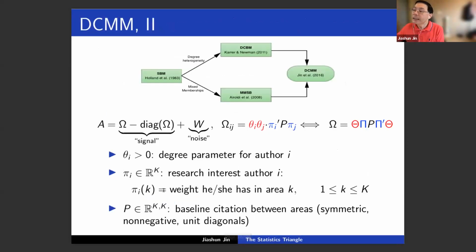Now the next step is how to model omega. There are many approaches. Here today we are going to mention the block model family. The block model family includes at least 4 members, maybe more. The baby version was proposed in 1983, and later it was extended in different directions. Today, we are going to focus on the degree-corrected mixed membership model.